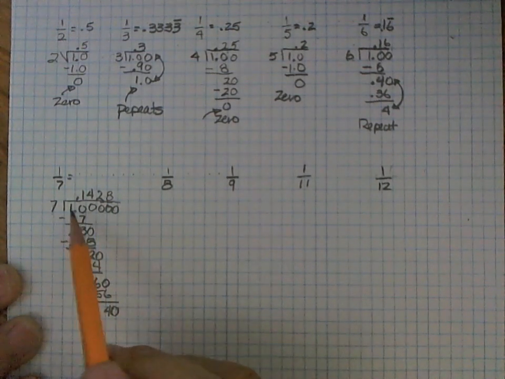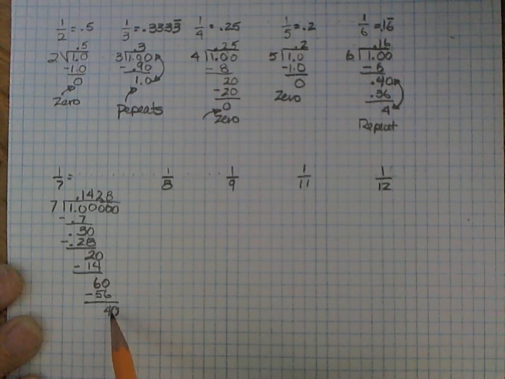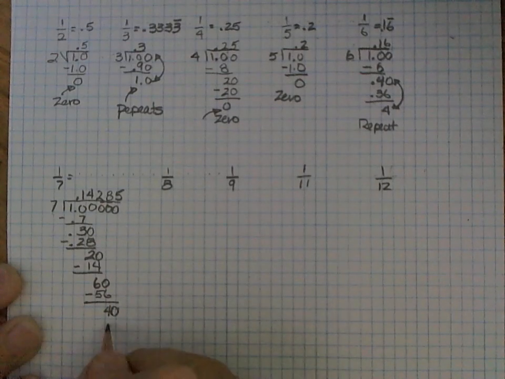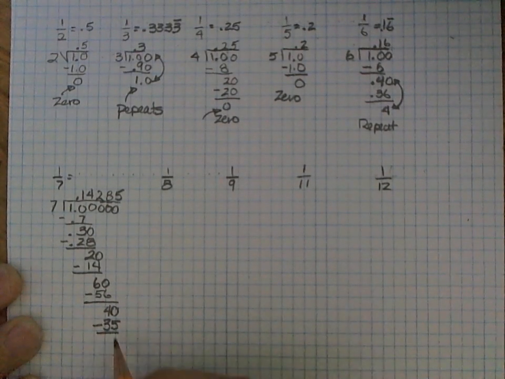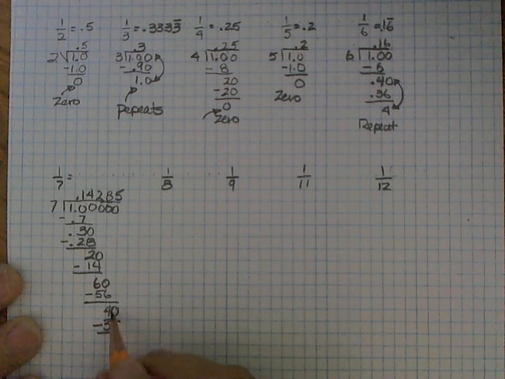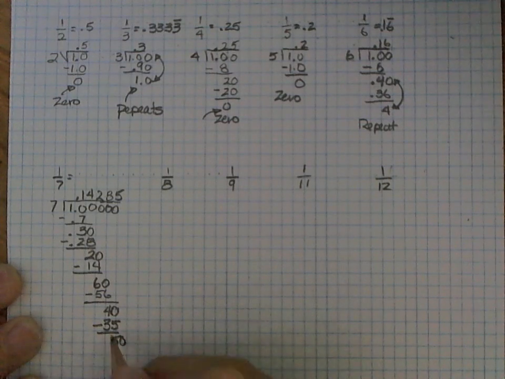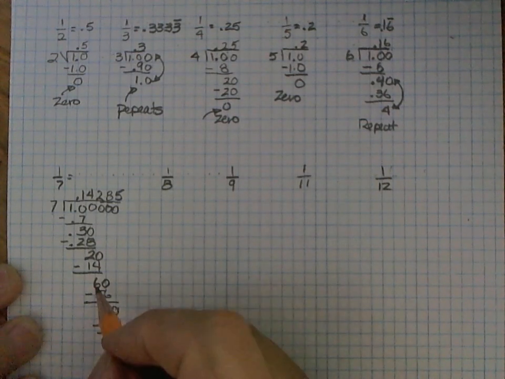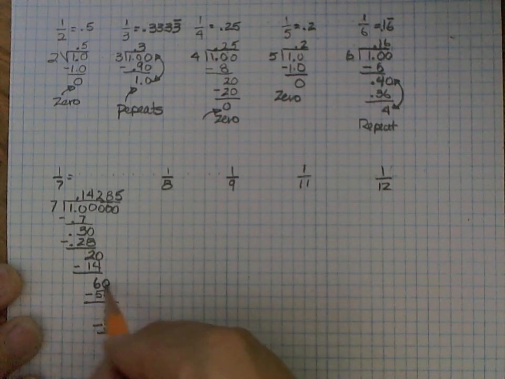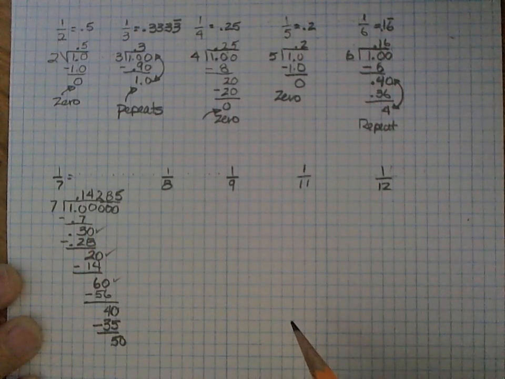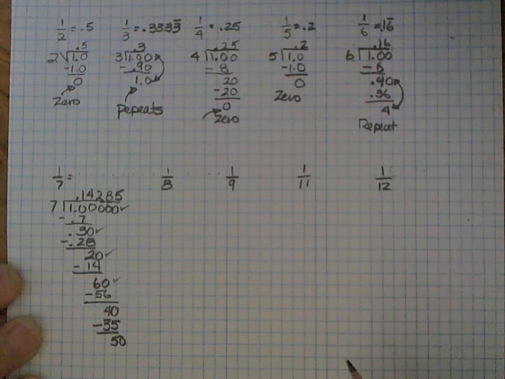Okay, 7 will go into 40 5 times because 5 times 7 is 35. Now when I subtract 35 from 40, I get 5. And again, I don't have anything repeating. That's my first 5. It doesn't repeat there. It doesn't repeat there. I don't have anything repeating so far. And it doesn't repeat there.